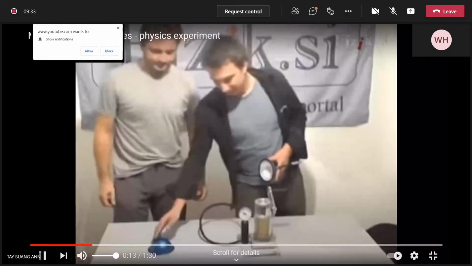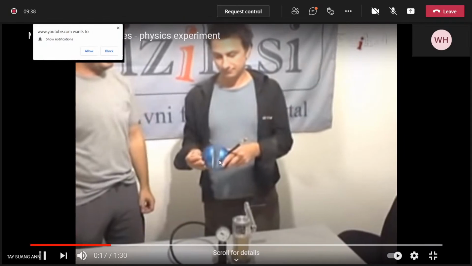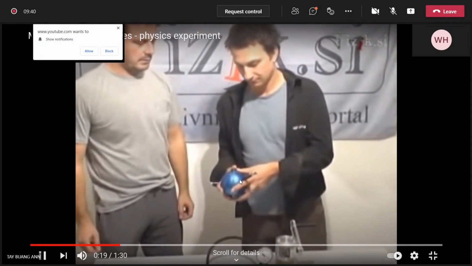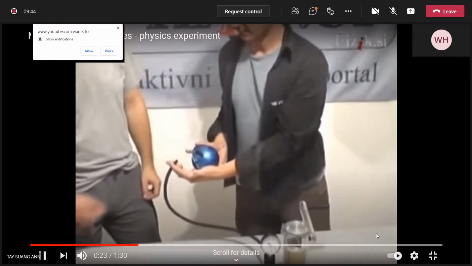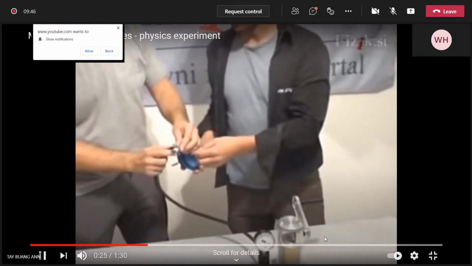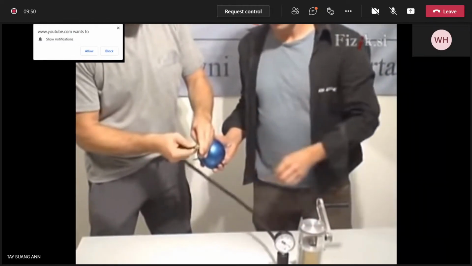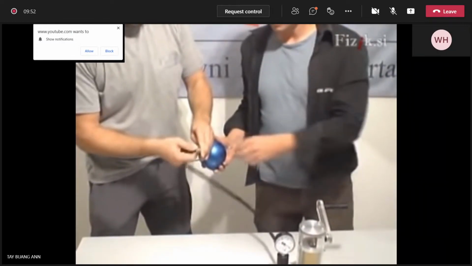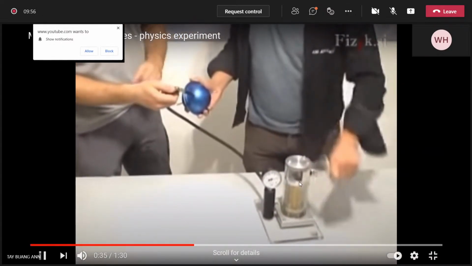Now look. This is a vacuum pump, and this is the Magdeburg sphere. See, you can pull the two parts of the sphere apart easily. Then we connect it to a vacuum pump, and we suck out the air using the vacuum pump.